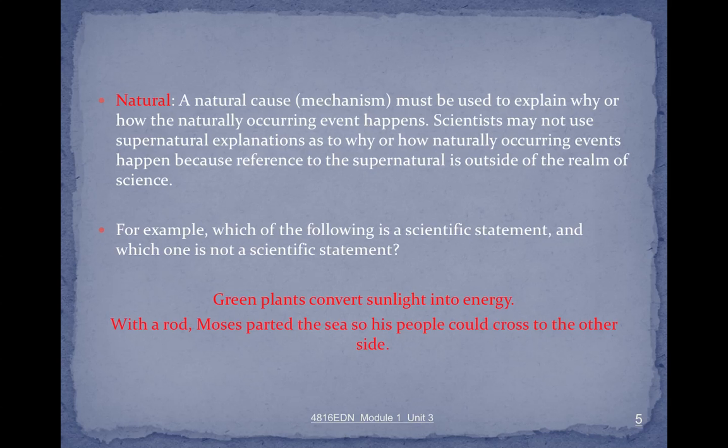With a rod, Moses parted the sea so his people could cross to the other side. Now, this one, green plants convert sunlight into energy. Again, a natural cause can be used to explain why that happens. So we can talk about photosynthesis, the process of photosynthesis, which actually enables this to occur. With this one, there's no natural explanation for how he could do that.